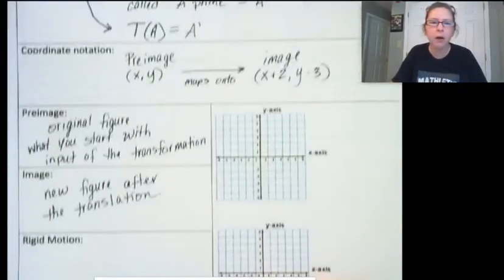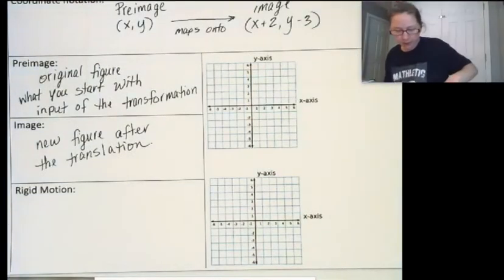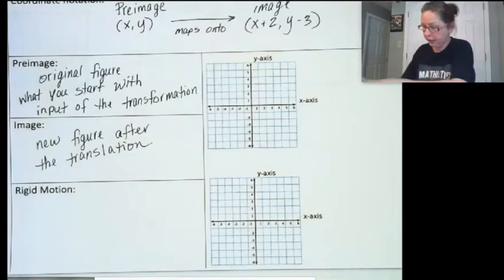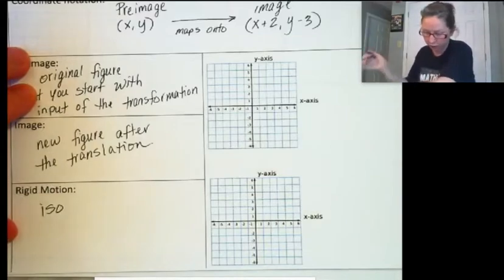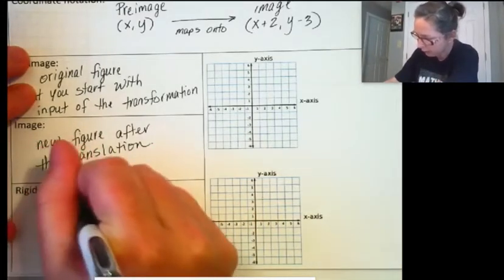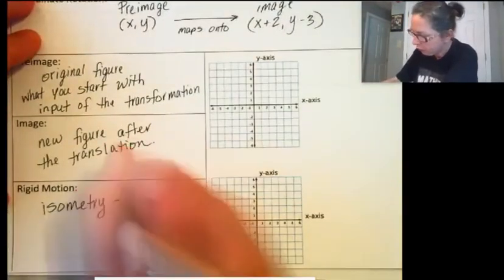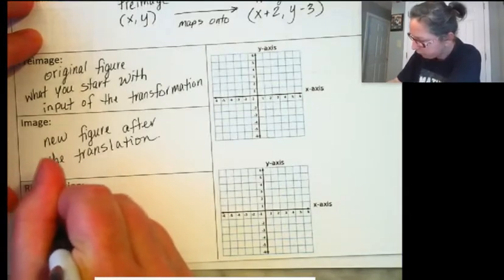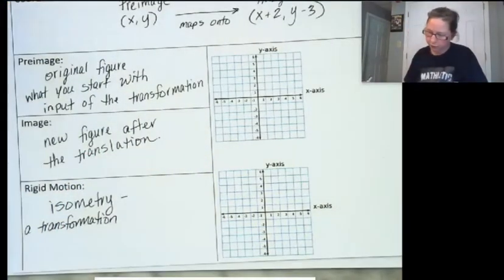And now let's talk about how this relates to rigid motion, okay? Rigid motion. And that is isometry. I-S-O, or iso, like symmetry. Okay, you can think of it that way. So this is a transformation that changes position of a figure without changing the shape or the size of the figure.